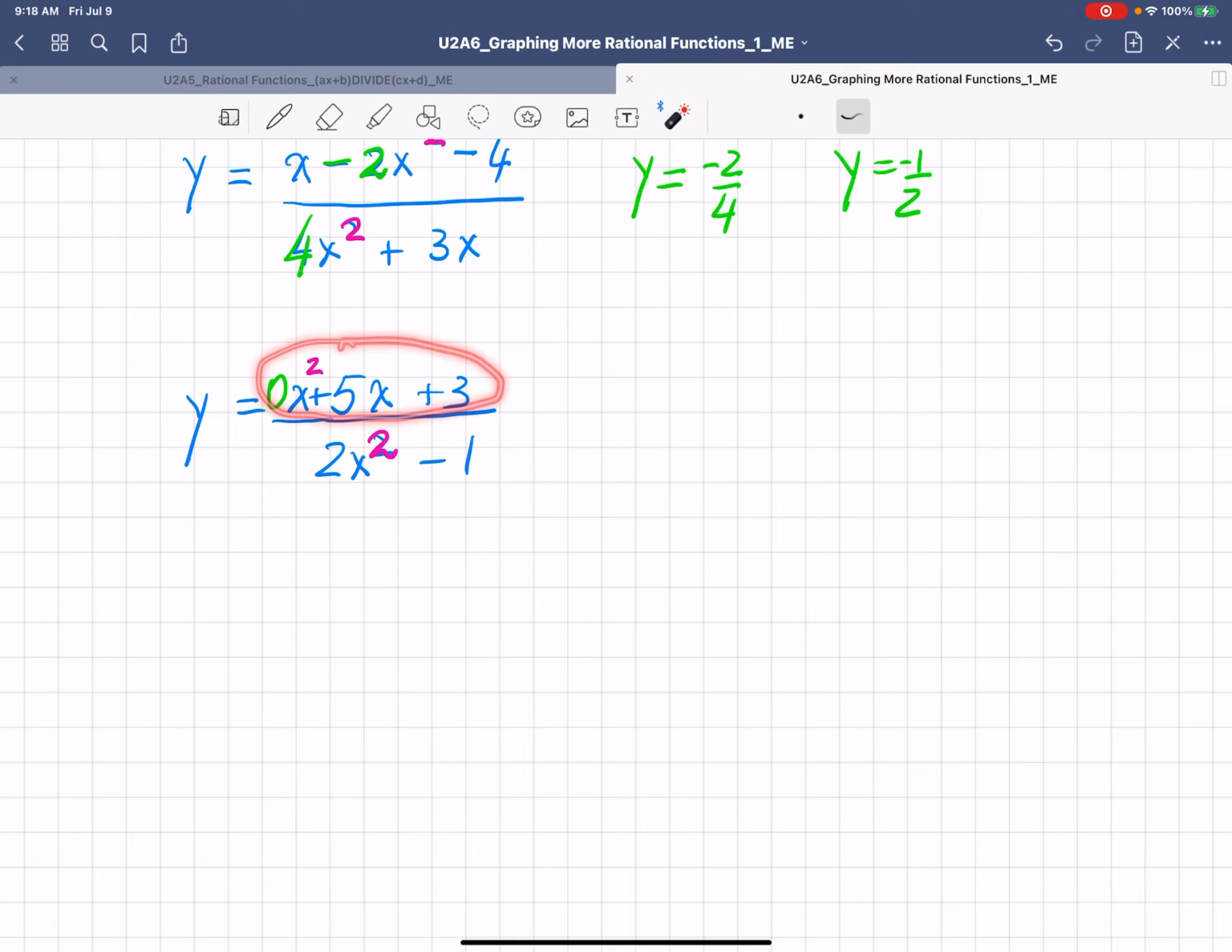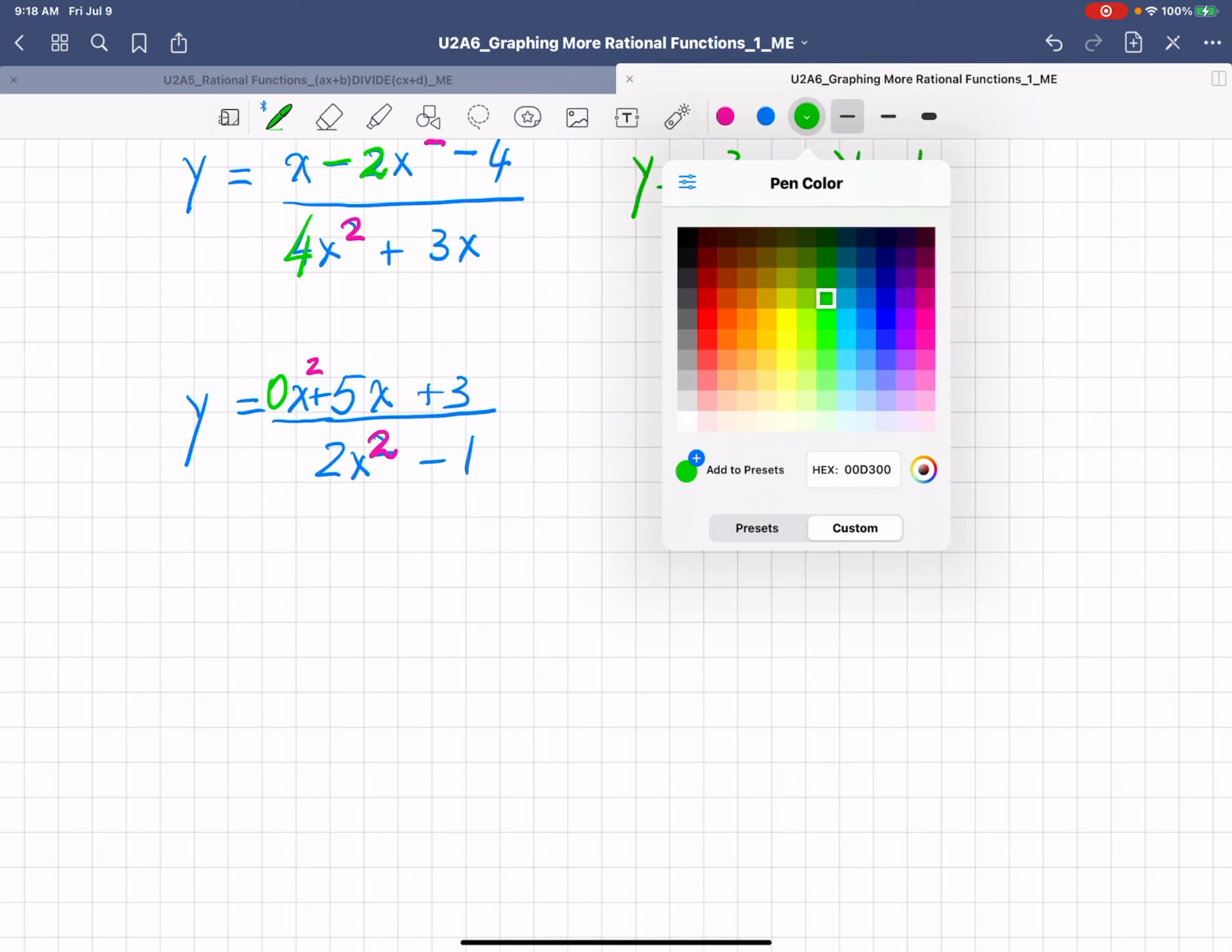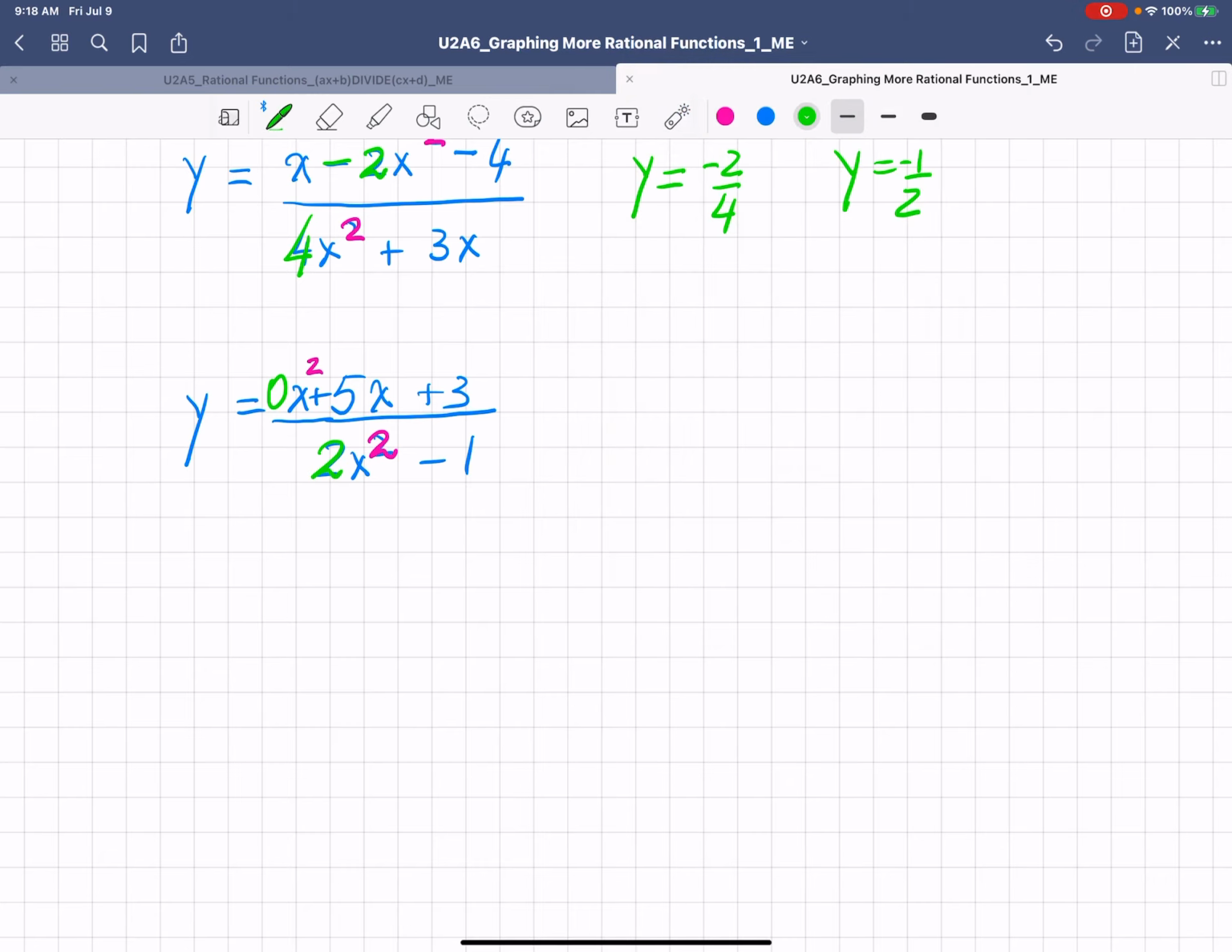We just made it look different, and we made the coefficient of the highest degree term in the function visible. So in the denominator, the coefficient of highest degree would be 2. Therefore, the horizontal asymptote will be the equation y equals 0 over 2, or simply 0. Now the same idea applies to, I'll give you one more example.